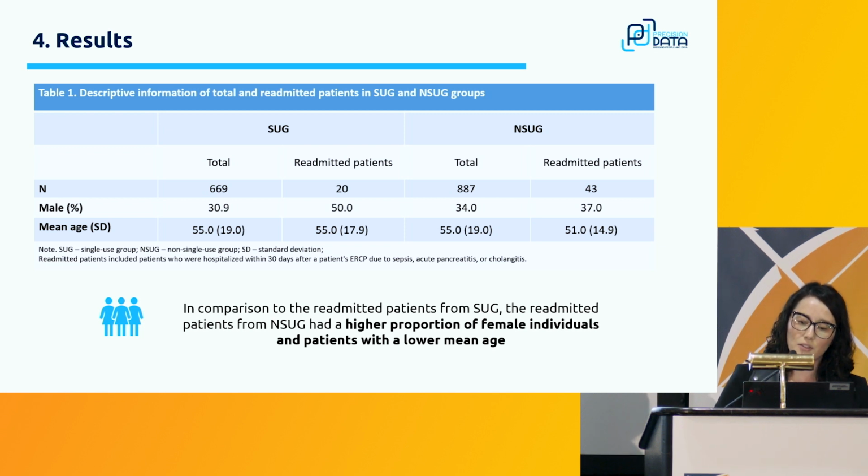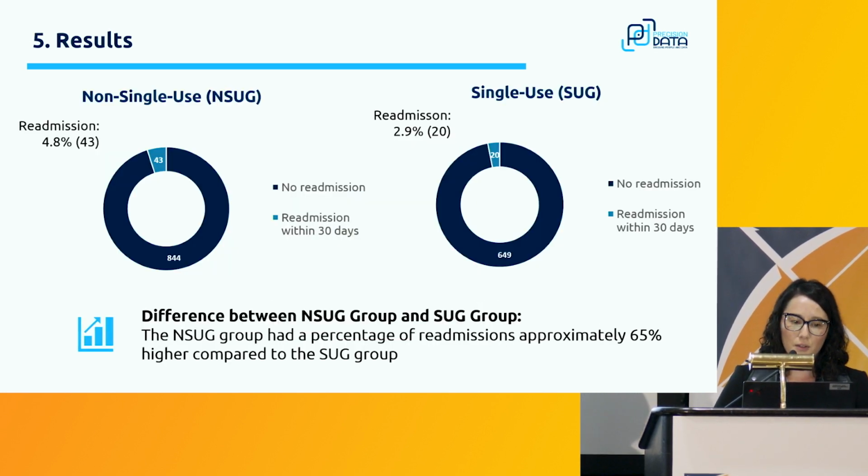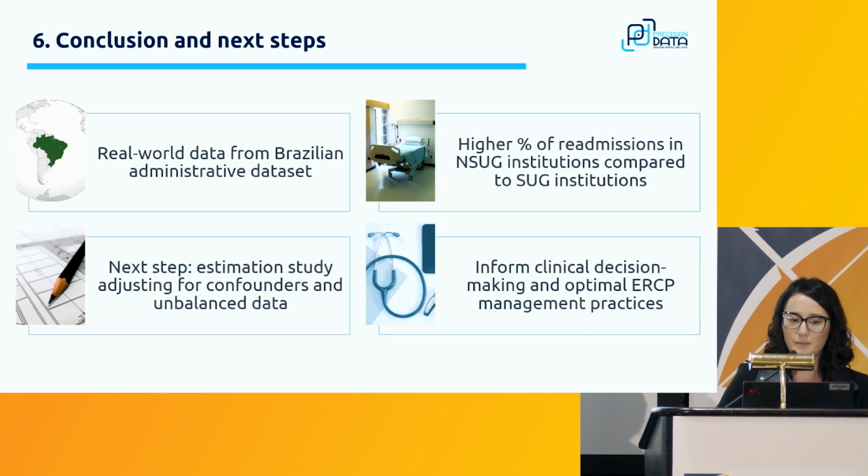So here we have some results, some characteristics of the 4 cohorts that we included in our analysis. In comparison to the readmitted patients from single-use institutions, the readmitted patients from non-single-use institutions had a higher proportion of female individuals and patients with a lower mean age. Looking at the difference between the non-single-use group and the single-use group, we can see that the non-single-use group had a higher percentage of readmissions, approximately 65% compared to the single-use group.